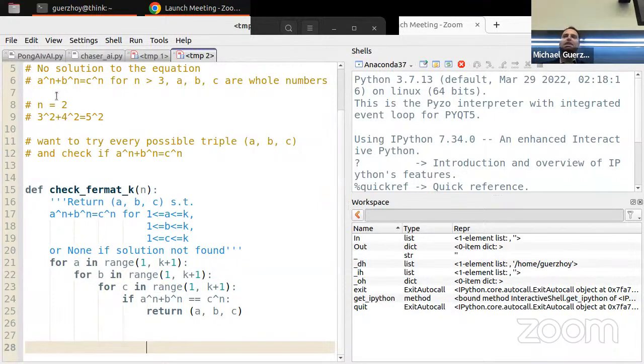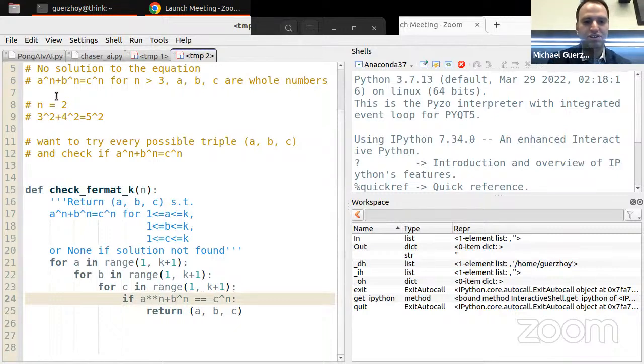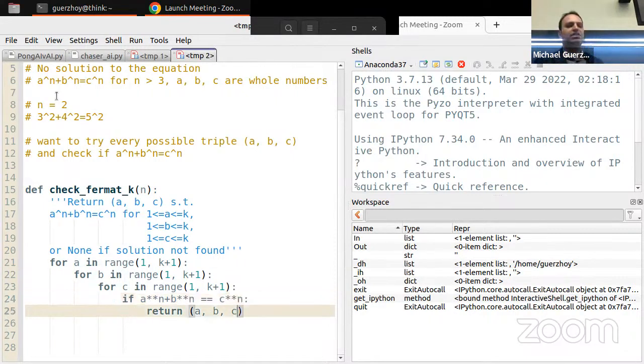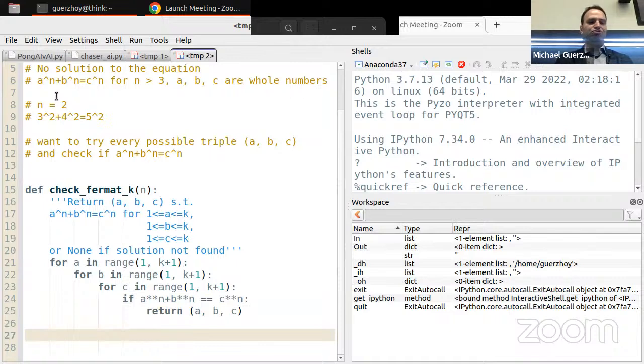If you didn't find any, so the power, of course, is like this. So if you don't find a triple like that, at the end, you'll just get here and you'll return none. So if you remember, this is not necessary. If a function gets to the end and doesn't return anything, by default, none is returned. Make sense?